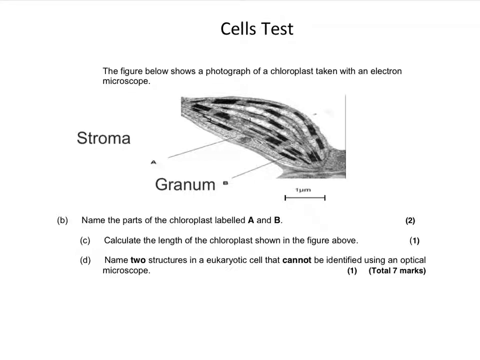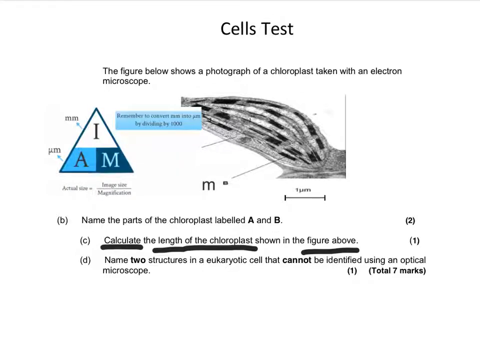Okay, 1C, as you can see, you need to calculate the length of the chloroplast shown in the figure above. So the first thing you need to do is know what you are going to do with your calculation, and you're going to use the I AM triangle. Ta-da! So there we go. Okay, so we can now look at what we need to do.